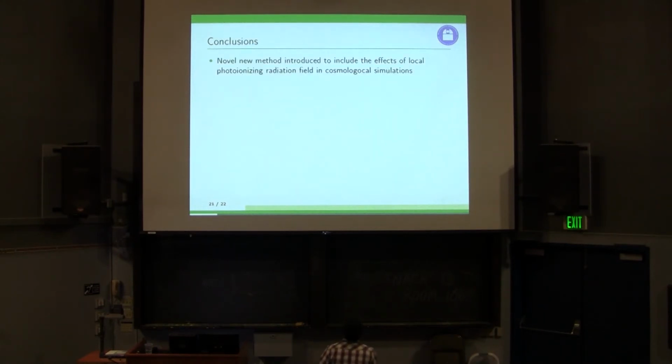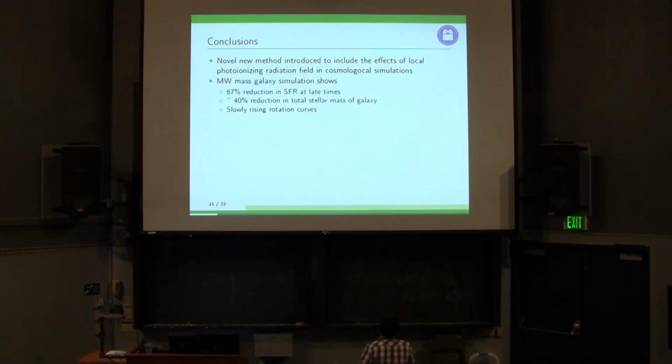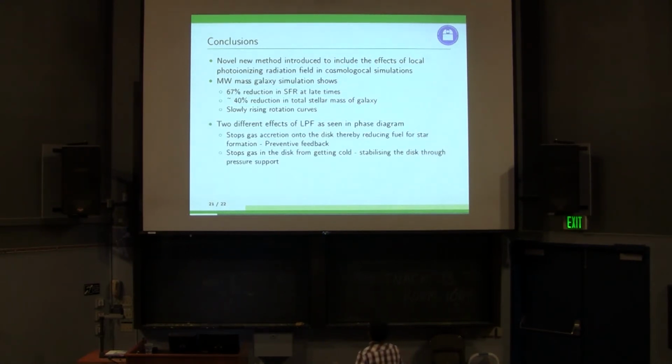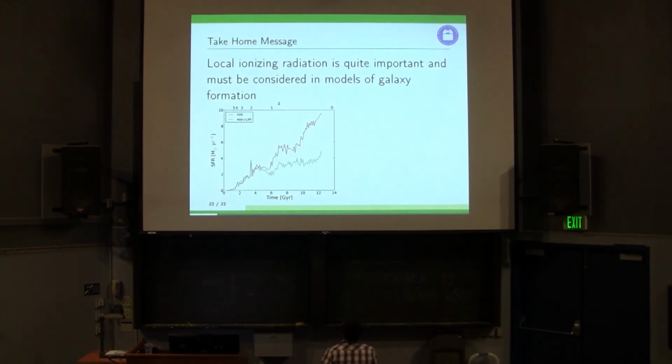So to conclude, it's a new method to put a local photoionizing radiation field in cosmological simulations. You get a 67% reduction in star formation rate, almost 40% reduction in the total stellar mass of the galaxy. You get slowly rising rotation curves. And this is because you have this kind of preventive feedback which reduces gas accretion onto the disk, and does also have this feedback on the disk, which creates pressure support in the disk so as to stop star formation. And so this is my take-home message. Local ionizing radiation is clearly very, very important and should be included in models of galaxy formation. Thank you.